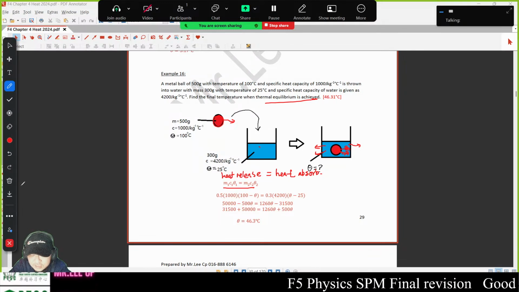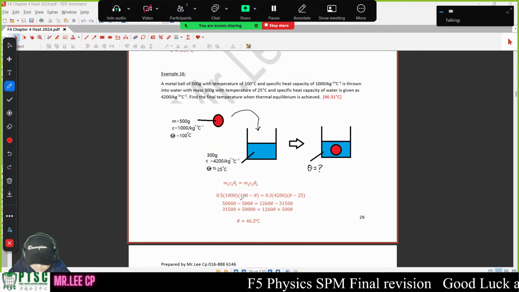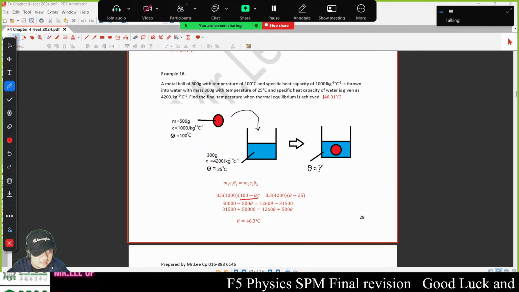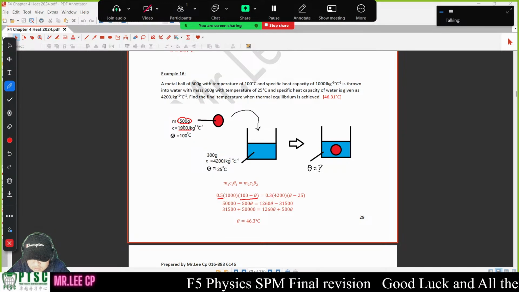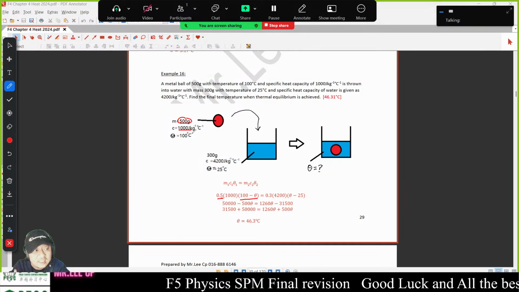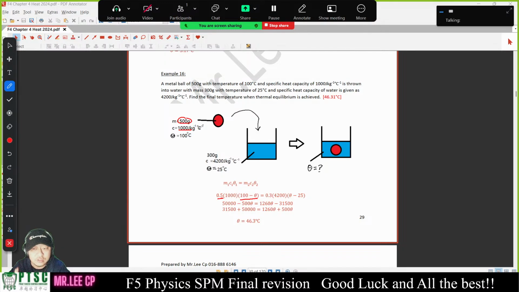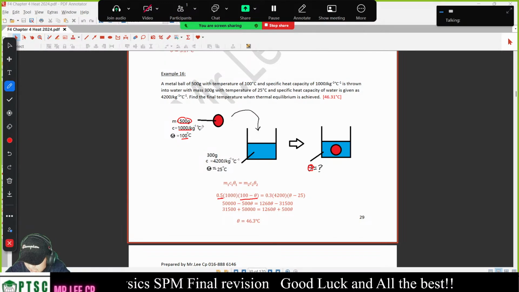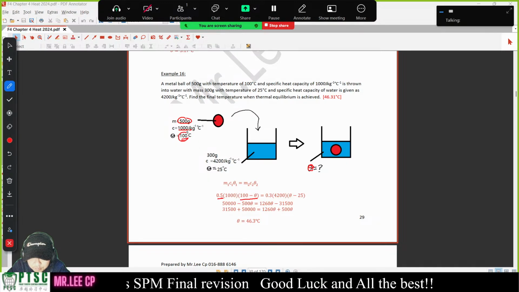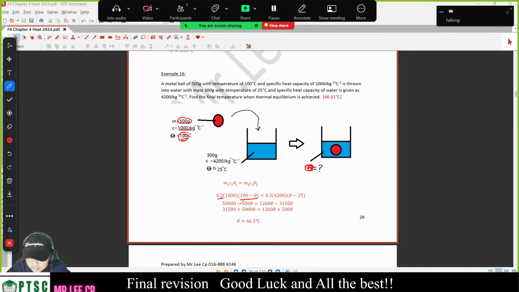Alright, so heat absorbed is heat release. mcθ is equal to mcθ. Now most of the students will get the θ wrong here. Be careful. So m is 0.5, c is 1000. θ is the change in temperature. Change in temperature is 100 minus θ. Big number minus small number, right? 100 minus θ.